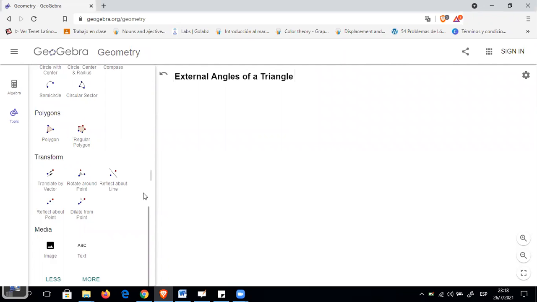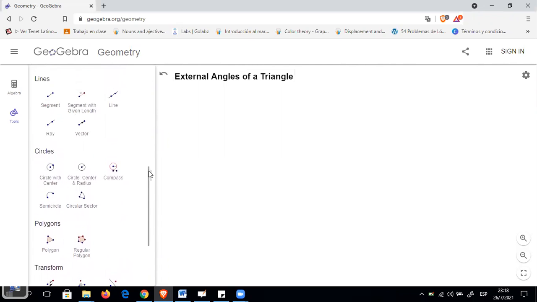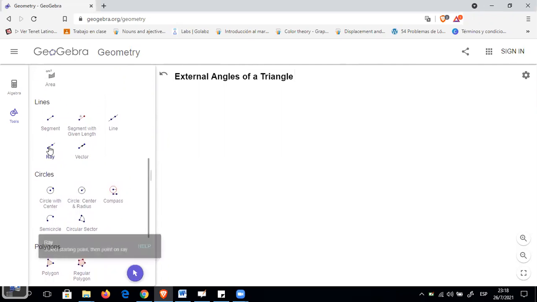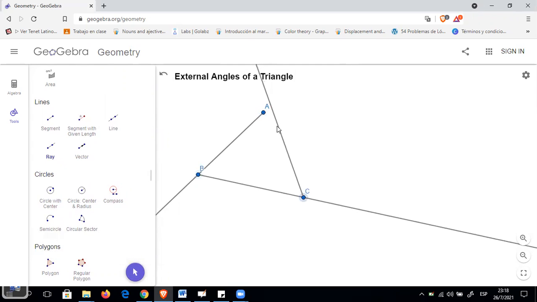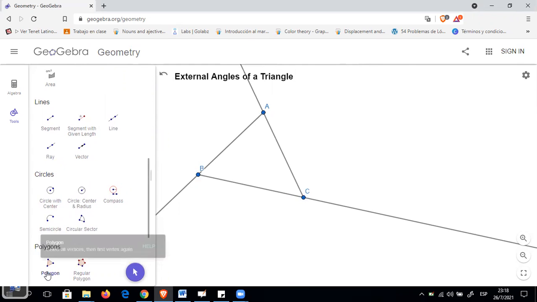Okay, we're going to create a triangle this time, but instead of using polygons first, we are going to use rays. This way, we're going to create the first one, A to B, from B to C, and from C to A. Now we're going to mark it using the polygon: A, B, C, and come back to A.